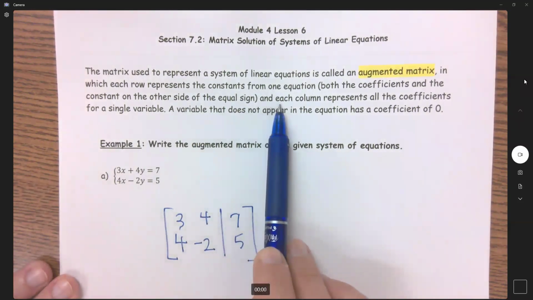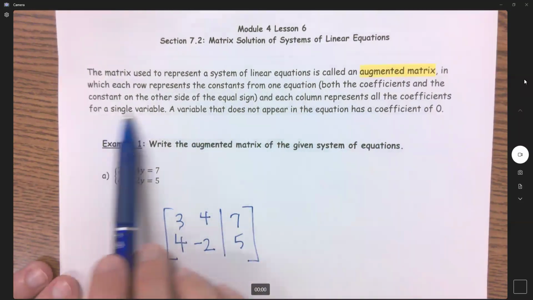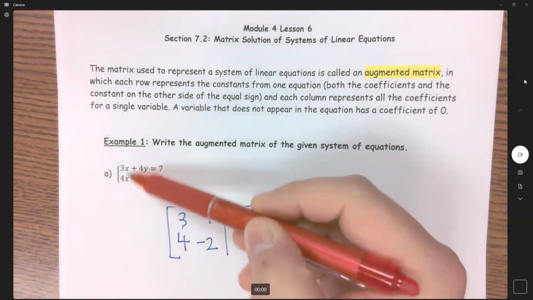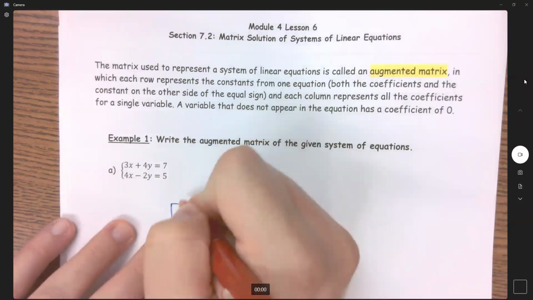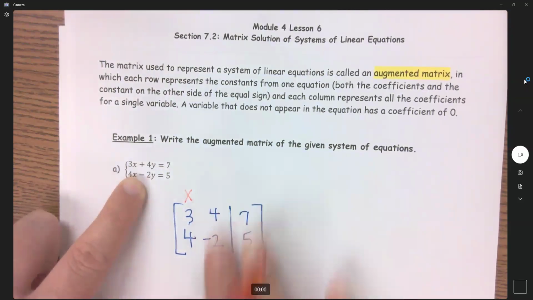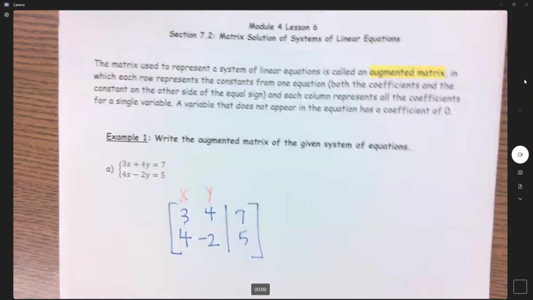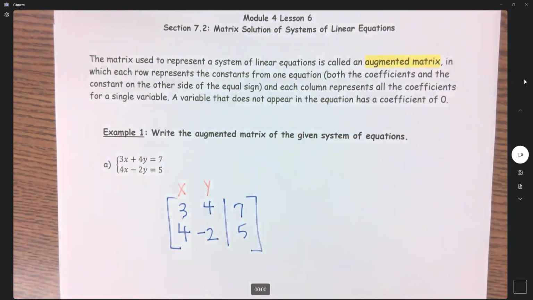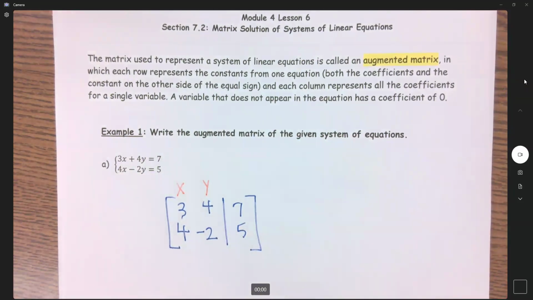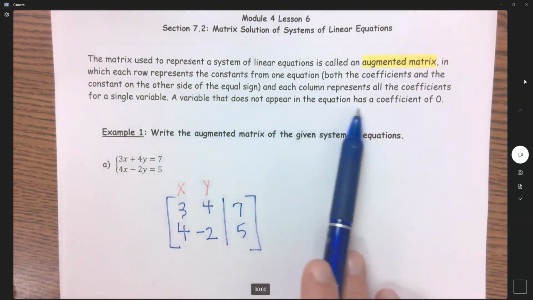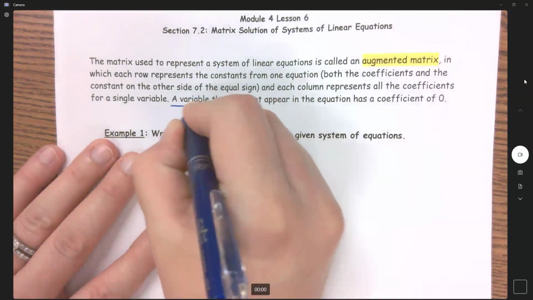It goes on to say, and each column represents the coefficients of a single variable. So exactly the way we wrote it, we said, what are my x coefficients? That's 3 and 4. So this column right here represents my x variables. Then we said my y's were 4 and -2. So this one is my y. We have our equal sign, and then what our equation there equals. And then it lastly says a variable that does not appear in the equation has a coefficient of 0.